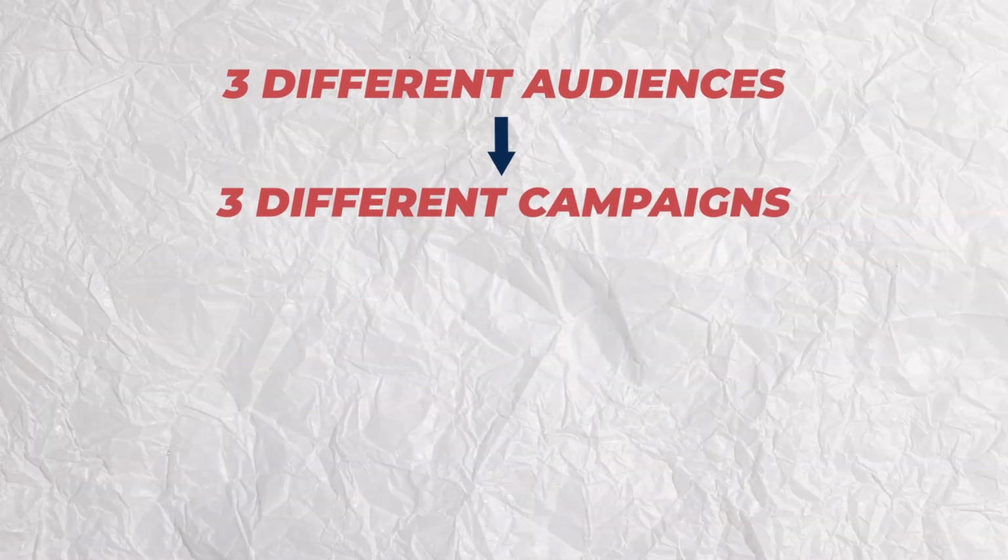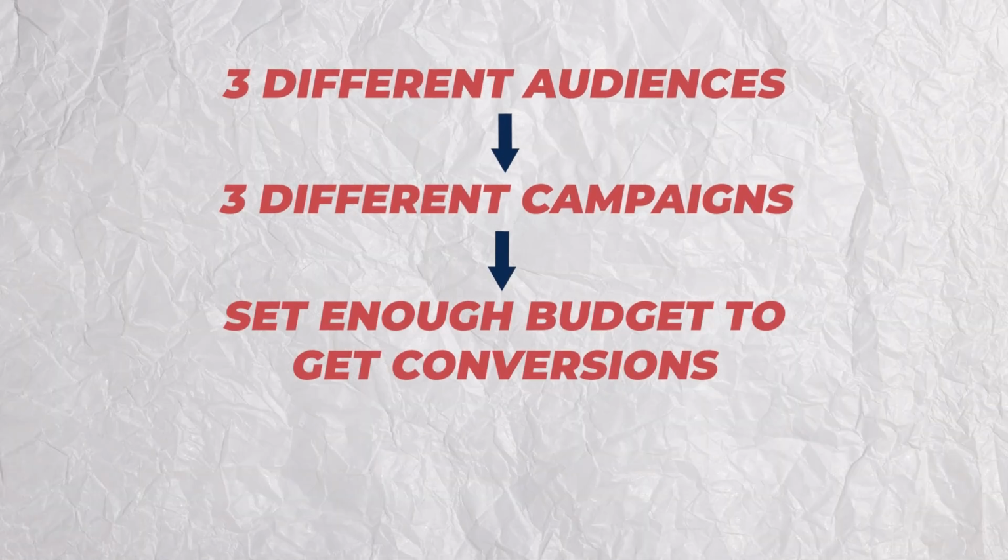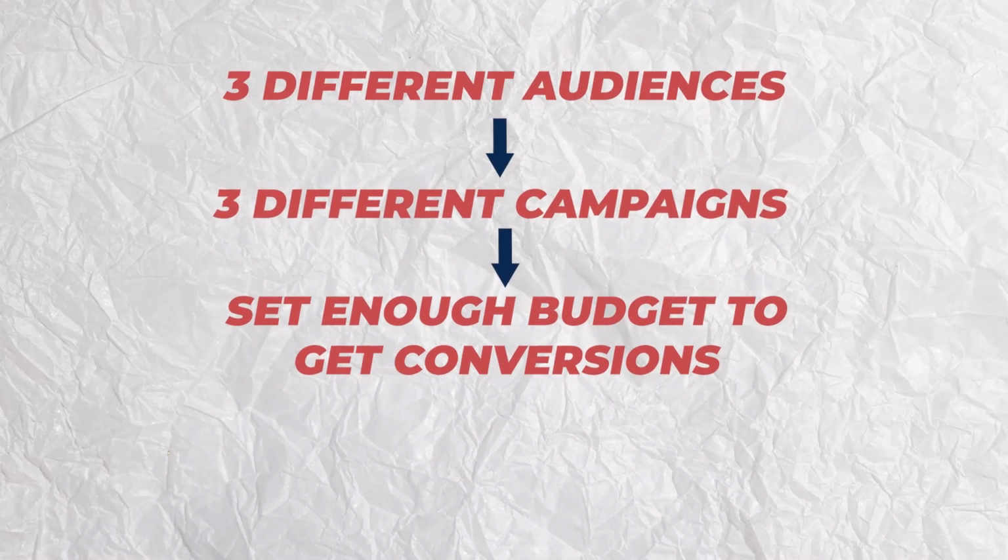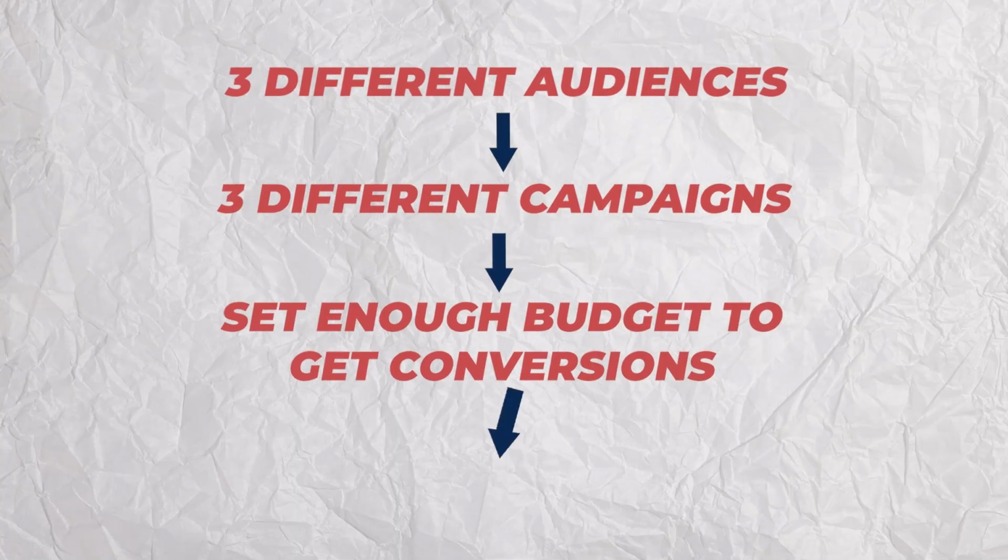Okay, all you're going to do is launch 3 to 5 campaigns with a mixture of the audiences that we just said. So launch 3 different audiences, 3 different campaigns. And then all you're going to do is set the budget to something that's comfortable enough to get a few conversions in and just wait. That's all you're going to do. You launch these campaigns and wait.